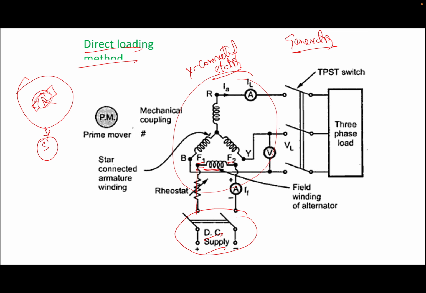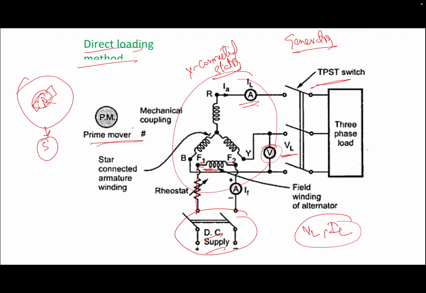When the field winding is excited with DC supply and it rotates near the stator, EMF is generated. That EMF can be measured in terms of VL and IL. These are the output terminal voltage and current at no load or full load conditions. If I don't connect the load, that is no load condition; if I connect it, that is the loaded condition. This is a three-phase load. What is the full form of TPST? Triple pole single throw, which means by closing the switch at a time, I can close 3 poles, 3 phases. And what is this PM? Prime mover.